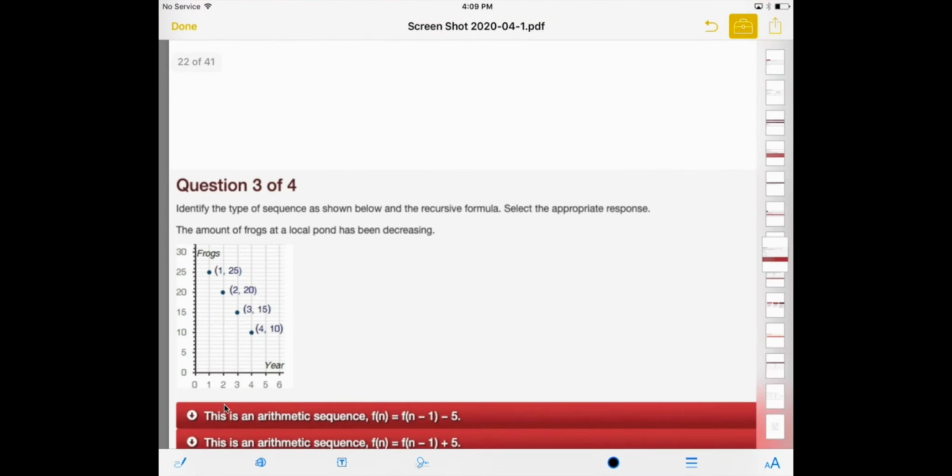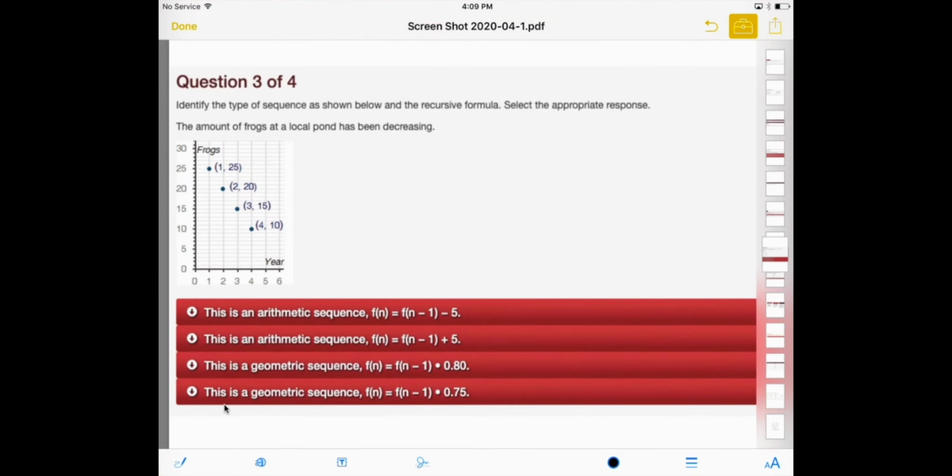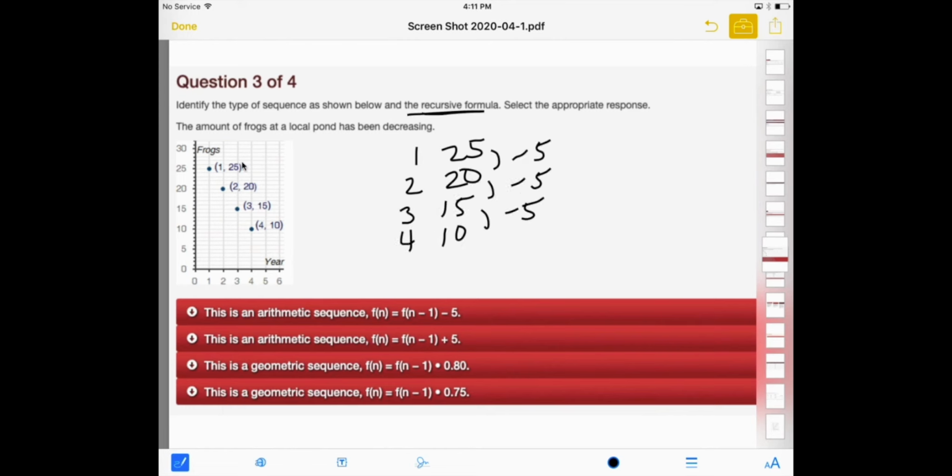And then moving on towards question 3, we have our table here. We have the years and then the population of frogs. And it's talking about the recursive formula here. So it looks like from year 1 to 2 to 3 to 4, we have 25 to 20 to 15 to 10. And to me, that looks like a really clear pattern of subtracting by 5 frogs every single year. So as we subtract by 5, we can hopefully realize that that is our common difference, and it asks for a recursive formula. So please keep in mind that whenever you're using a recursive formula, there is no first term. You only use either the common difference or the common ratio.